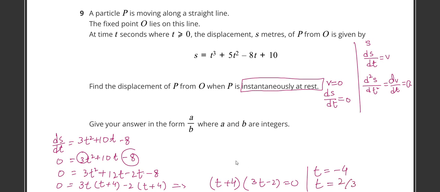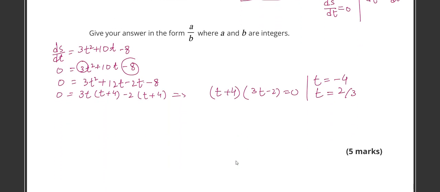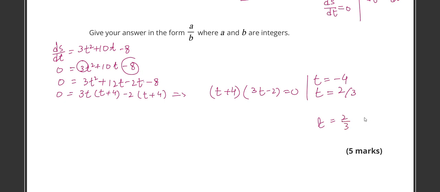You know that time cannot be negative, right? So therefore, we say that t is equal to 2 over 3 seconds. That is the answer.